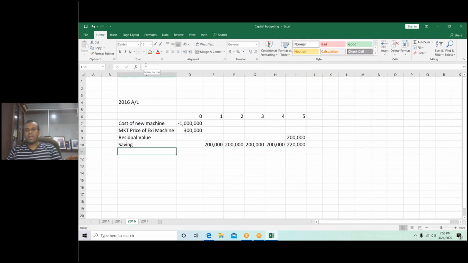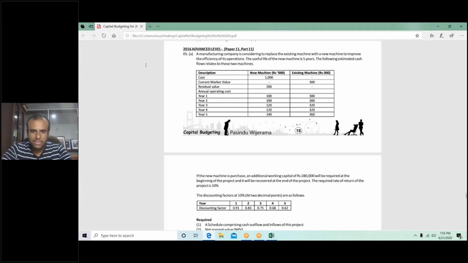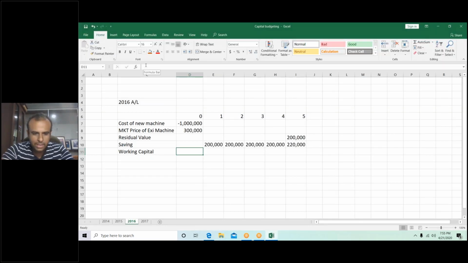Is it the only cash flow? No, there's a working capital investment in this project. How much is the working capital investment? Working capital investment must be done in year 0, which is 280. There's a cash outflow. And whether the question mentions it or not, you need to consider the working capital investment will be recovered at the end of the project. At the end of the 5th year, you're about to recover this, which is 280,000. The same amount is recovered, but the time values are different. Present values are different.